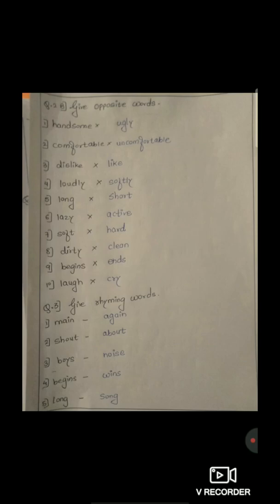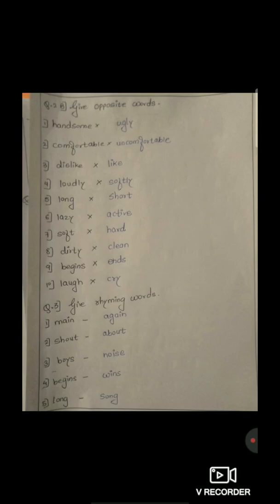Tenth word, laugh. Answer is cry. So students, now I have completed the opposite words. Right students? I had given you 10 opposite words. Again I am saying, in the exam the pattern will be the same, but the opposite words may be different. So students, you have to practice this part as well as whatever notes I had given you in a previous lecture. Means in a previous lecture I had given you notes in the combined book as well as in the notebook. That part also you have to study for the exam. So students, now move to question number 3.